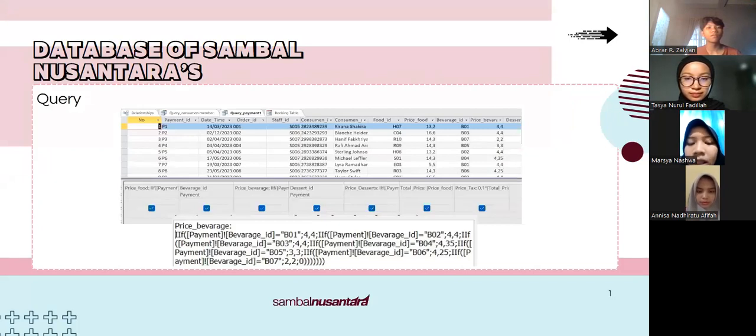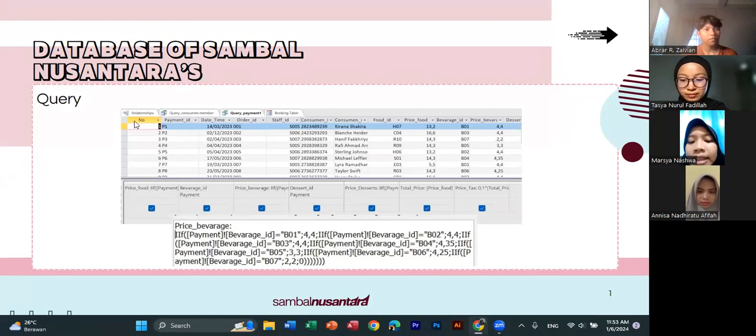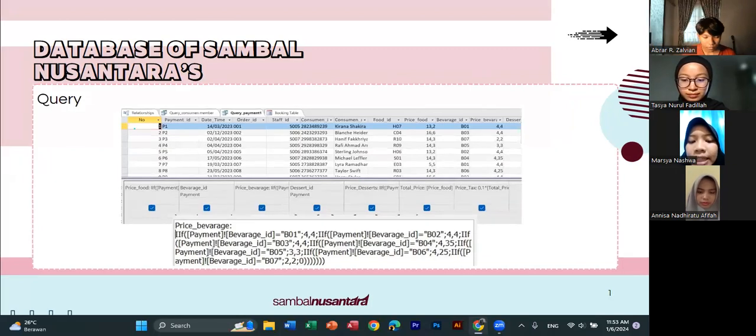The next is query. The query we made in the payment table functions to list the total price of each customer order, give a bonus to those who have a member card, and determine the GST or VAT tax on each transaction of 10%. And queries can also be used to sum data with formulas and logistics provided, generate reports to analyze trends, track sales, and assess the overall performance of the restaurant. The next slide.